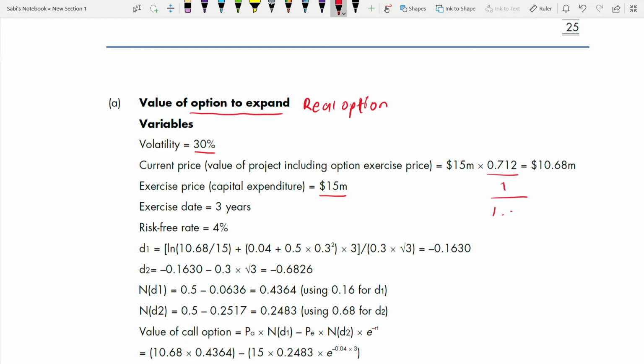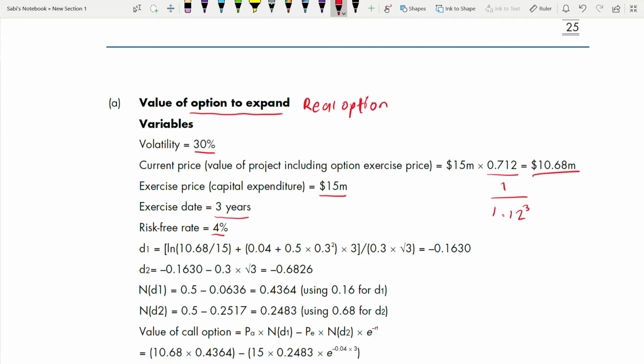So it will be this. This is how you are getting 0.712. Multiply by 50. So this is your current value. Now coming to exercise date, they have told in 3 years time, so it's 3 years. Risk-free rate they have given us 4%. So we have all the 5 components. Now what's next? Find D1 and D2.